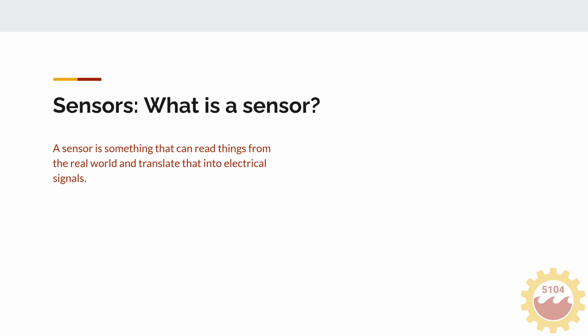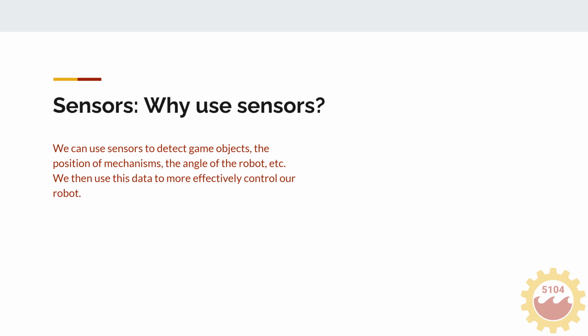Okay, so sensors. What is a sensor? A sensor, in FRC terms at least, is just something that reads things from the real world and translates that into electrical signals. This is super useful because you can use this to detect game objects, the position of mechanisms, the angle of the robot, etc. And we can use all this data to more effectively control a robot. Sensors allow us to have a more accurate autonomous, more accurately move an elevator up and down, or more accurately move an arm forward and back.